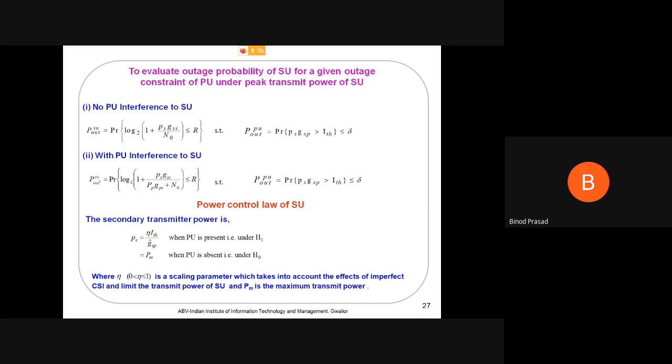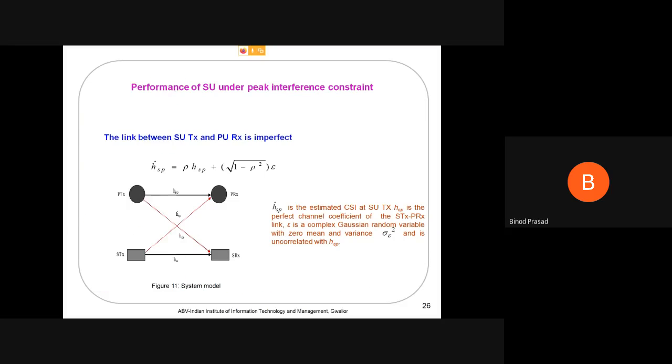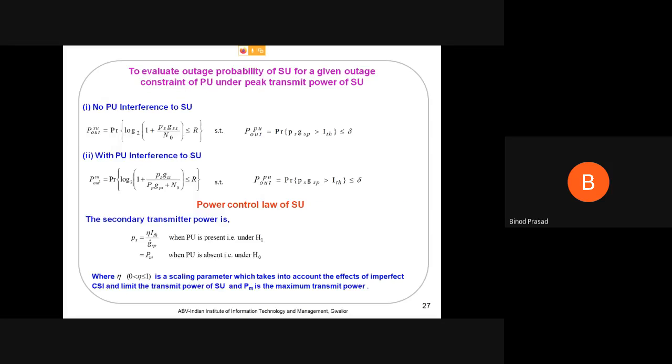And we have not considered here one scenario for the interweave, because in case of interweave, we said that there is some sensing performance judged by the probability of false alarm, probability of detection, and probability of misdetection, which we'll consider in the next slide. So we have just taken two cases, interweave approach and underlay approach.